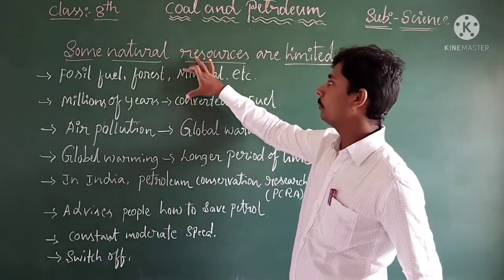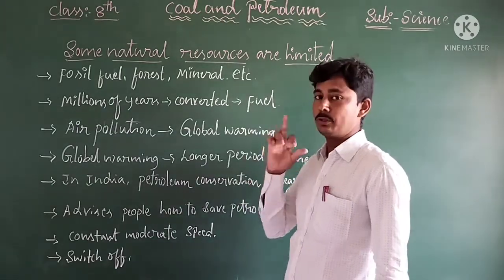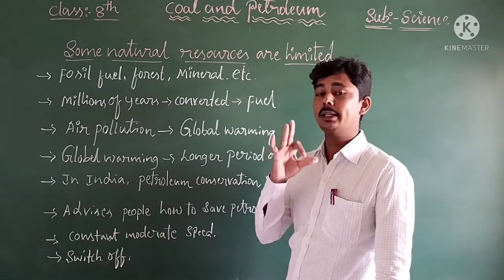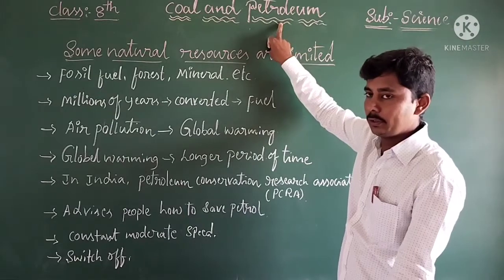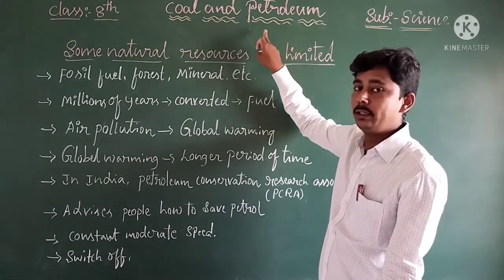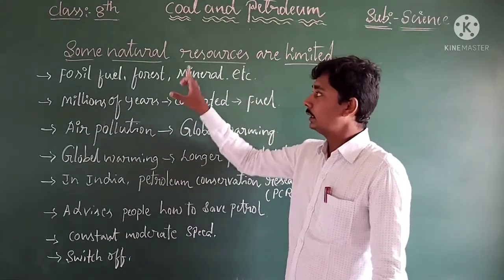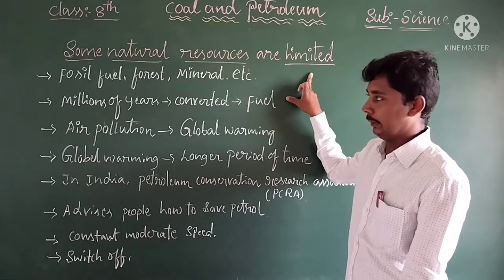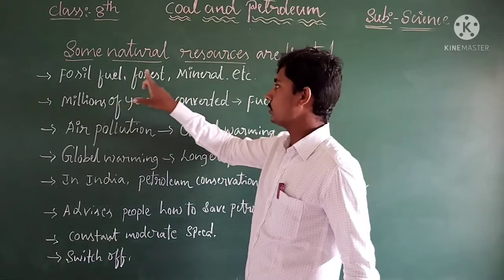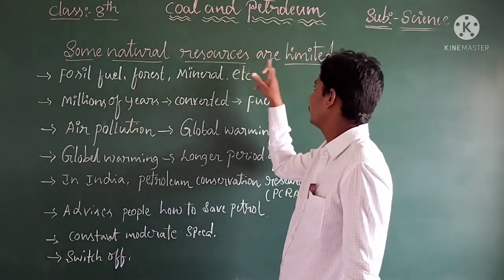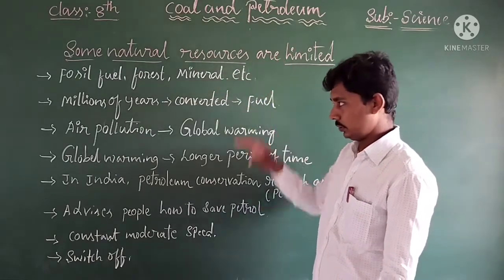Next concept: some natural resources are limited. Yes, I already told you that natural resources which are limited are called exhaustible natural resources. We already learned about coal and petroleum. These are exhaustible natural resources, and natural gas is also an exhaustible natural resource, because these resources are limited. You can observe that fossil fuels are exhaustible natural resources. Forests are also limited, and minerals are also exhaustible natural resources.